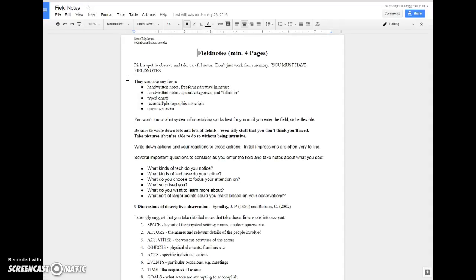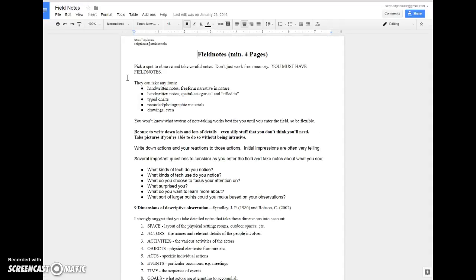This is the most visually engaging handout. No, it's not, but it's meant to be practically helpful. You have to bring something away from your observation site. You have to bring something with you.